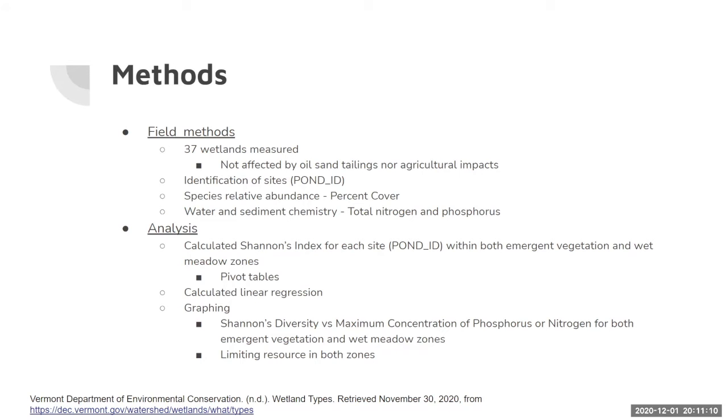Next, we plotted Shannon's diversity index against total nitrogen and phosphorus of each site for each zone. In other words, within the emergent vegetation zone, 2 graphs were made, one where Shannon's index is compared with total nitrogen of each site, and the other with the wet meadow zone where Shannon's index and total phosphorus are compared for all sites. So now we're going to move on to our results.